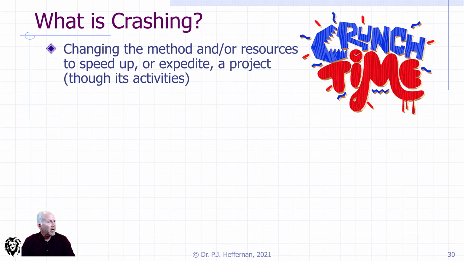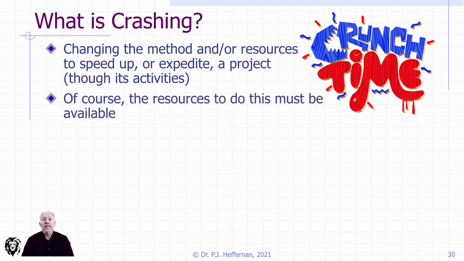So what is project crashing then? It's basically changing the method or the resources in order to speed up or expedite the project through its activities. So we look at each individual activity and see if we can find a different way. There are certain things that we have to make sure of: the resources have to be available to us in order to make that happen. There's no sense looking at options that aren't feasible, that can't be implemented.